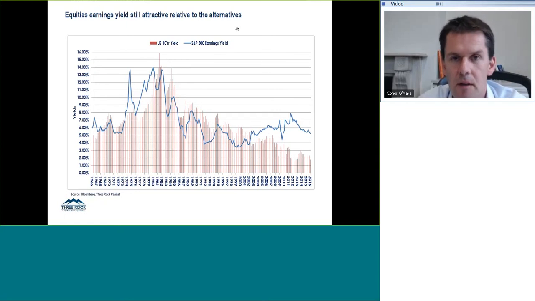Now, if the dollar stabilizes as it has, and energy stabilizes, one would expect earnings to start to see a couple of positive quarters. And I'm not convinced that earnings are going to continue to decline.